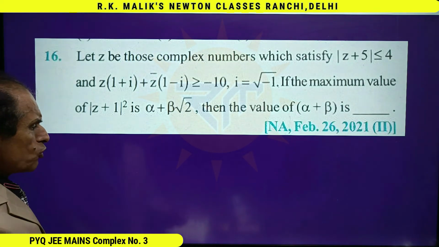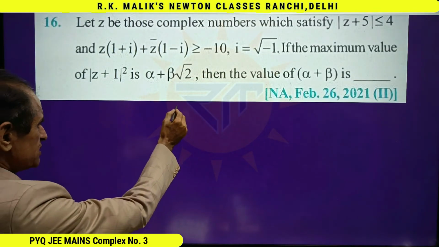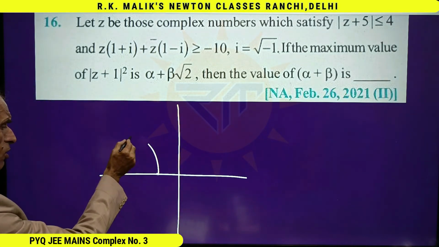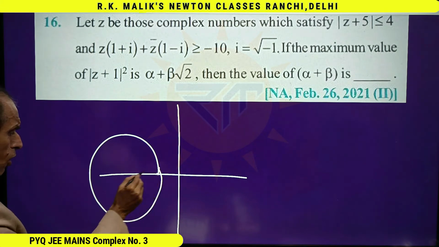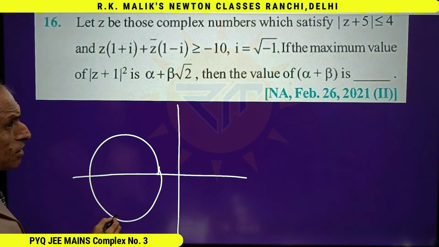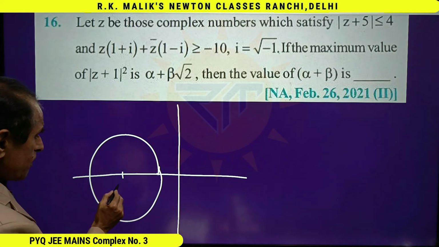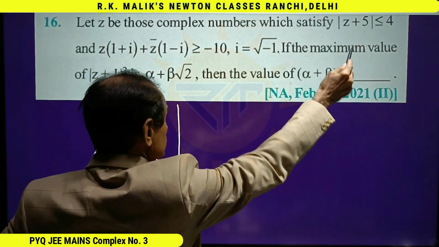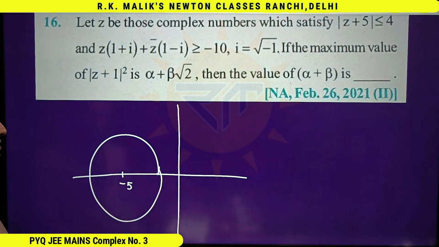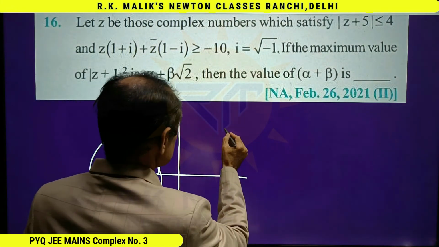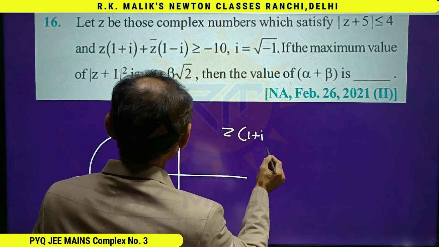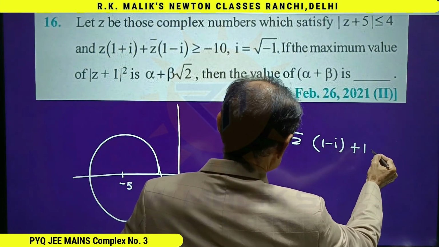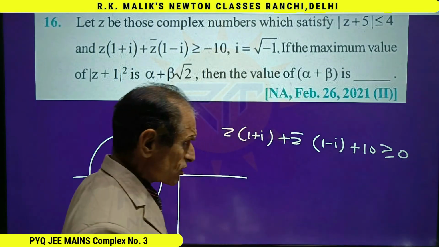Mod of z plus 5 less than or equal to 4 means z will lie anywhere on the circle or inside the circle with center minus 5 and radius 4, because less than or equal to 4 is given to you. And the second condition can be written as z into 1 plus i plus z bar into 1 minus i plus 10 greater than or equal to 0.